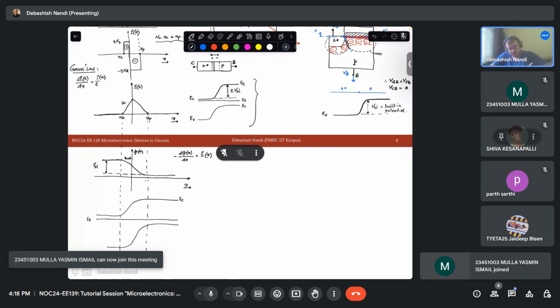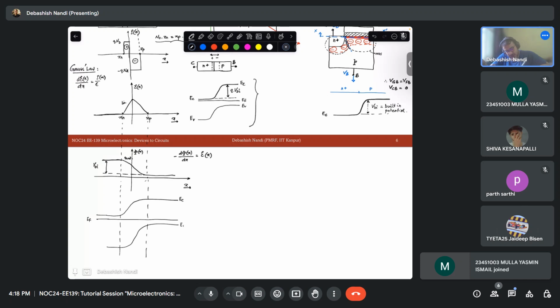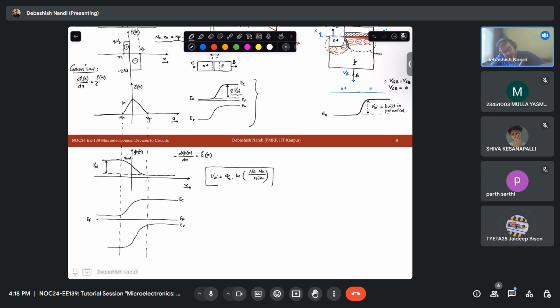So you got it, right? How do I draw the band diagram, and how am I telling that this is QVBI, the built-in potential? This built-in potential you can find out as phi t ln of NA times ND over ni squared, right? I think you have already done this in your undergrad or first year. Even in first year they teach these things, right?